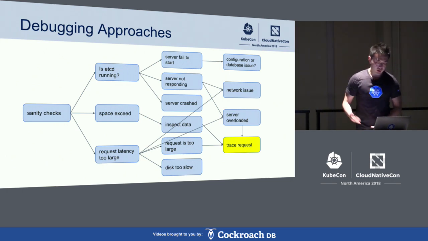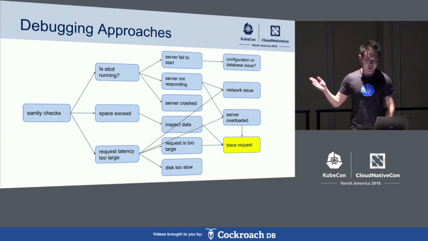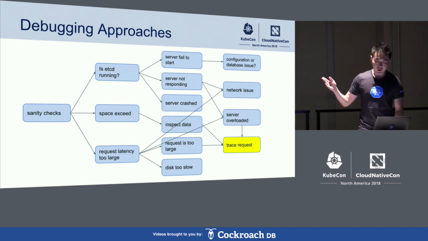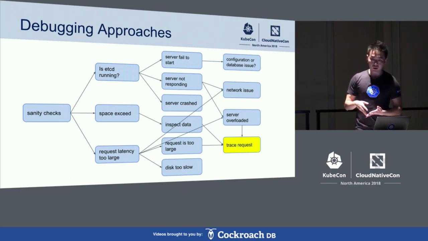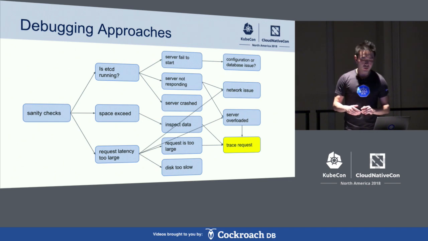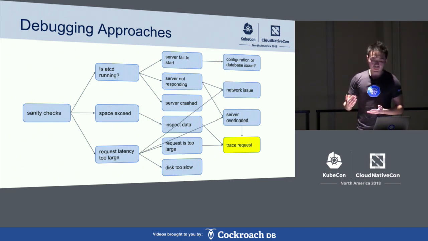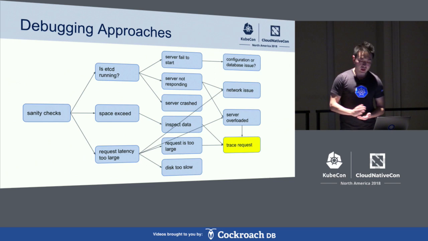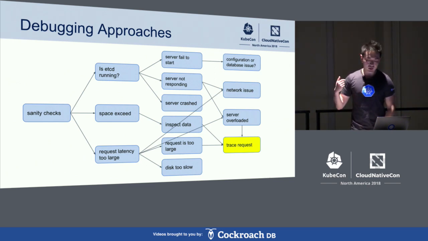For example, you might start with the sanity checks and find that the space quota is exceeded. Then you check the data stored in your etcd, and you couldn't understand why there were so many things stored in it. Remember, each write request actually creates a new version of the data instead of an in-place update. So you might find someone is frequently updating the data, using all the space, but you don't know who is actually writing or updating it. In that case, you might need to trace the request.